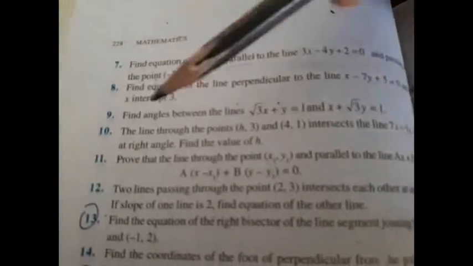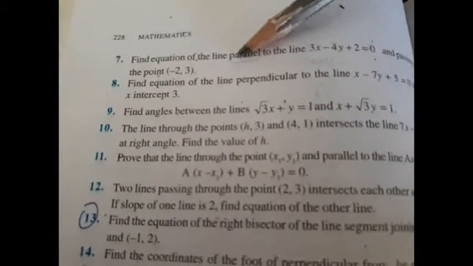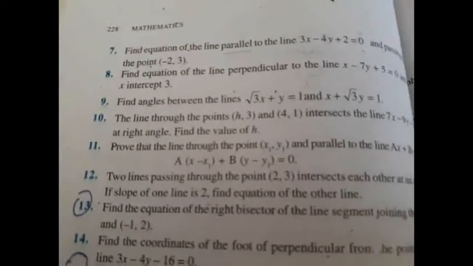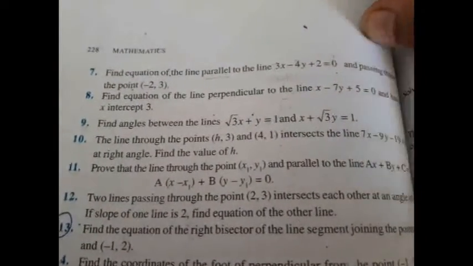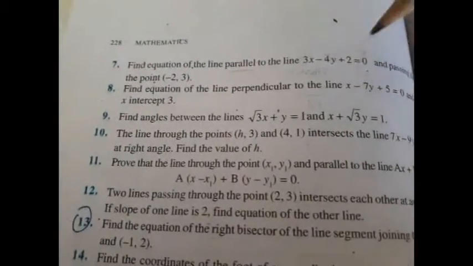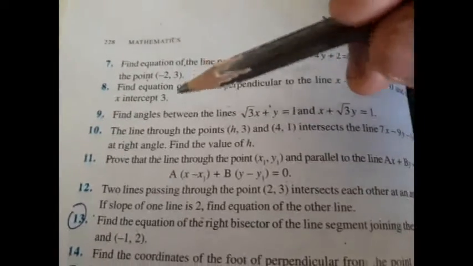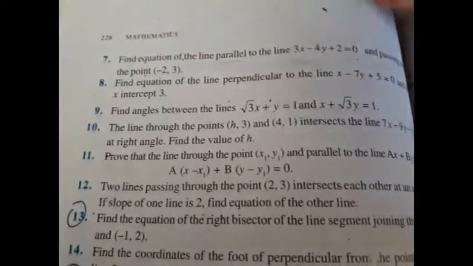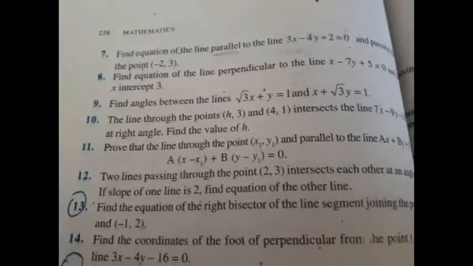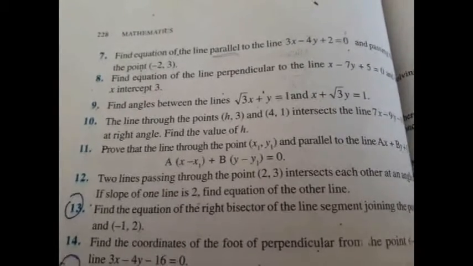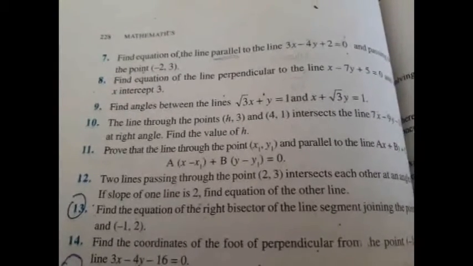Now we are in 7th question. Find the equation of the line parallel to the line and passing through the point. They asked you to find the equation of a line which is parallel to this line and passing through the point. So we got 1 point on the line, and I told you already, whenever we come across parallel and perpendicular, find the slope, because we know the condition for parallelity and perpendicularity.